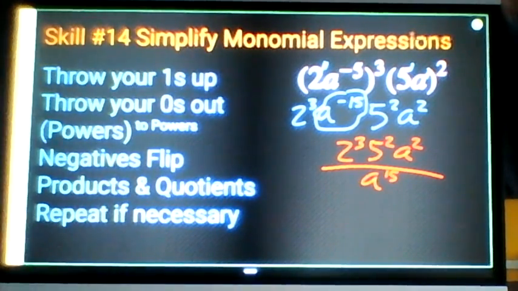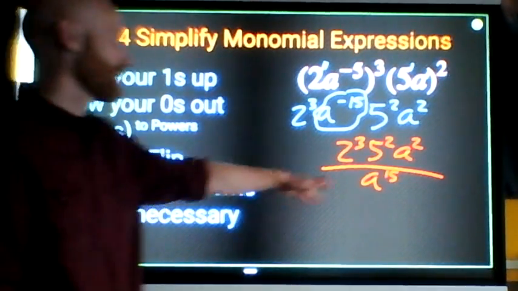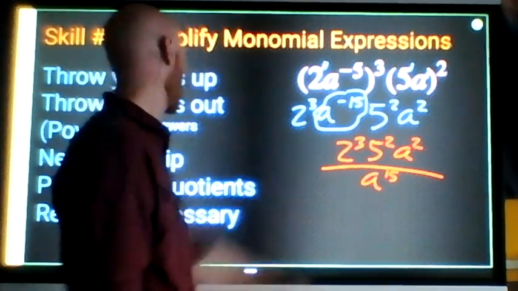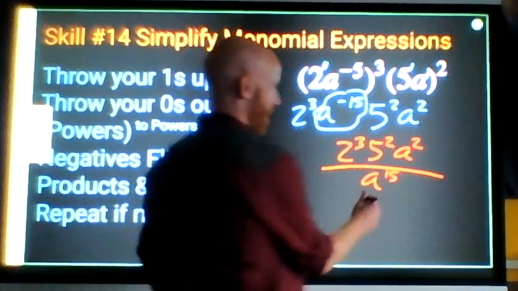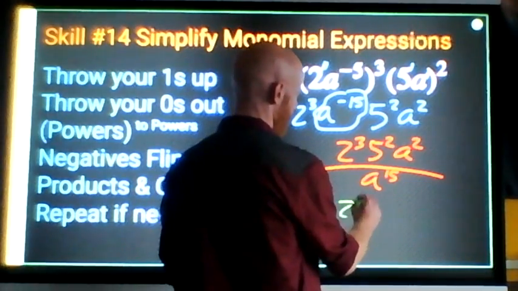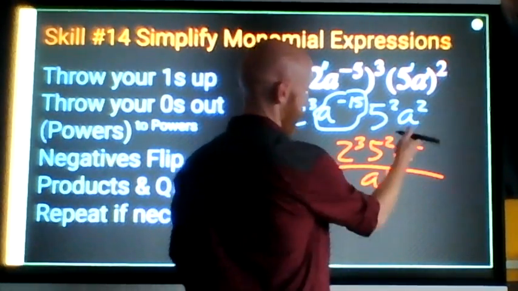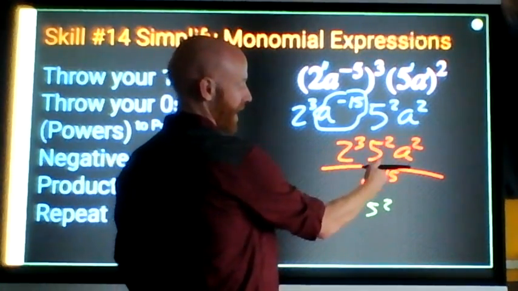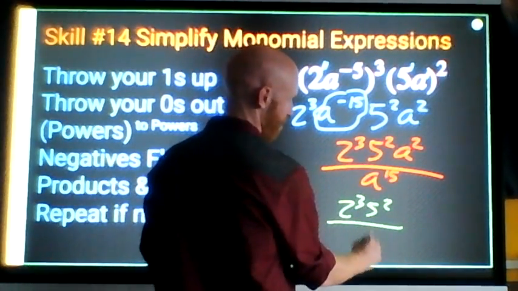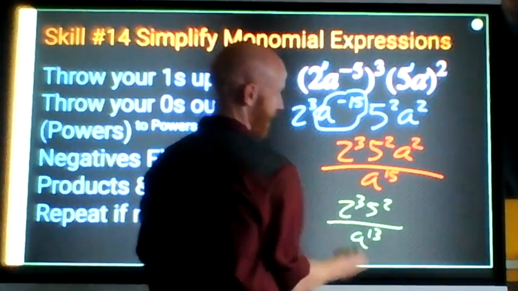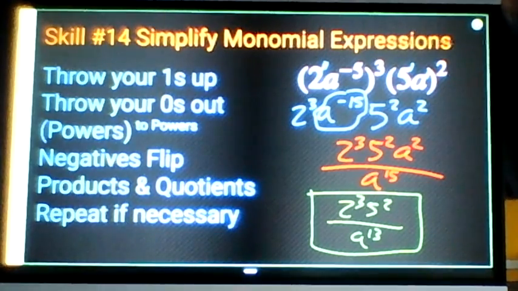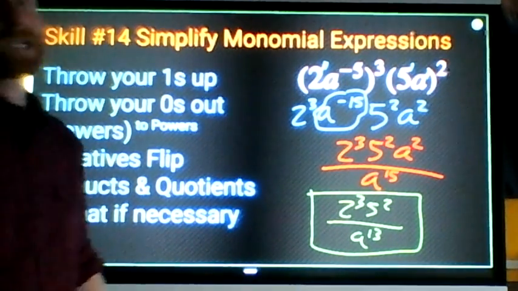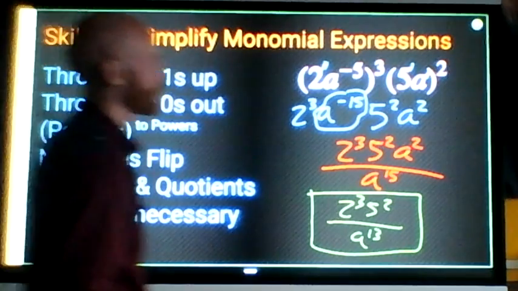Products and quotients. The only thing that I'm going to be able to combine are my a terms. All right, so 2 to the third, 5 squared. These two a's will cancel with 2 of those a's, and we'll be left with 13 a's in the denominator. All right, couple more examples just like that.